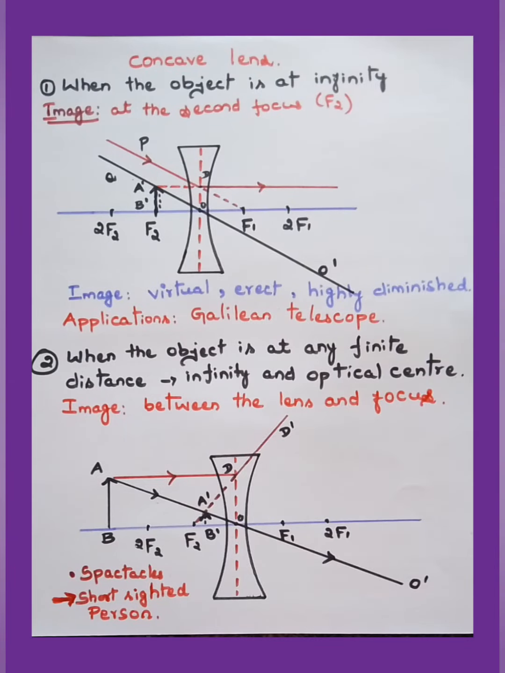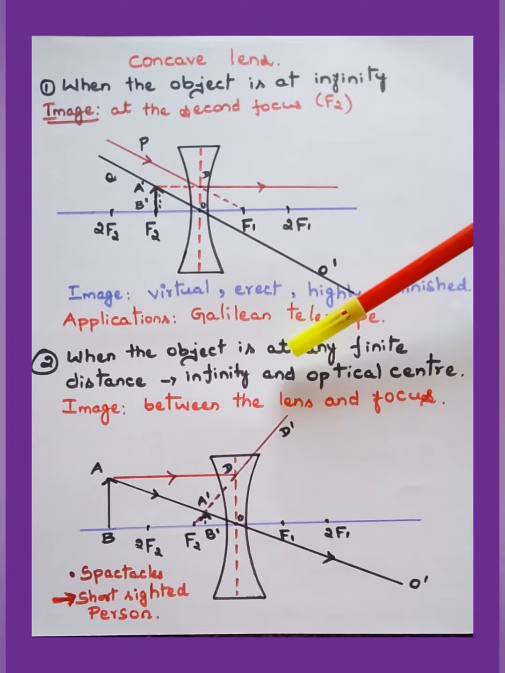In the case of the second diagram, when the object is at any finite distance, it means the object distance is between infinity and the optical center, any distance. Either you can place it here on 2f2, or between 2f2 and f2, anywhere you can place the object. But when we take all these images here, it will be difficult to show in the diagram. That's why we have taken it a little far beyond 2f2. You can take anywhere, but when we draw, it will be a clumsy diagram. That's the reason I have taken this one here.